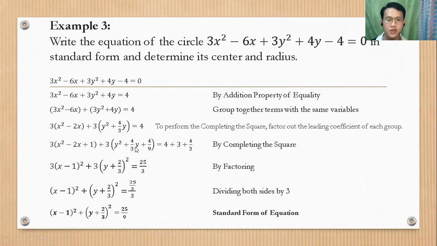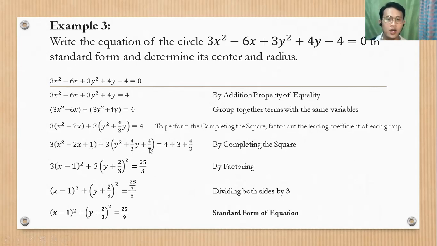4 over 3 divided by 2, and then quantity squared. When you operate that, you can use your calculator. Let me use my calculator also so we can do it together. So 4 over 3 divided by 2 gives us 2/3, and then square. So that is 4 over 9 for the third term. And as you can see, we added 1 and 4 over 9.